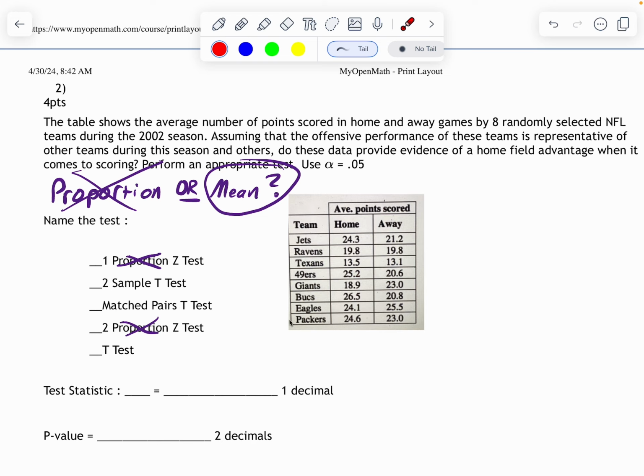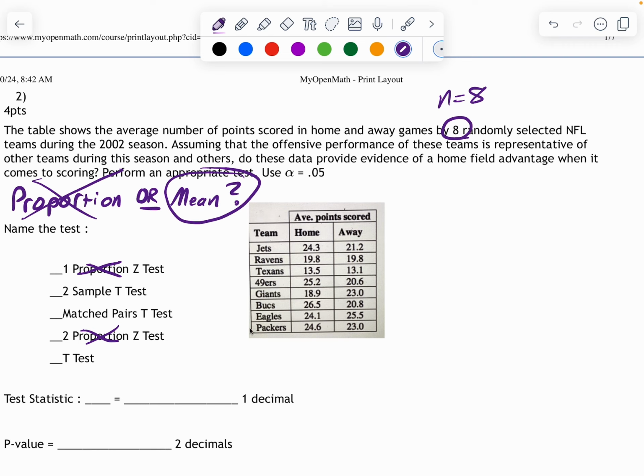Okay. This is kind of tricky. Is it a two sample t-test, a one sample t-test, or is it matched pairs? Well, let's see, this will help. What is our sample size? N is 8. What are the experimental units?